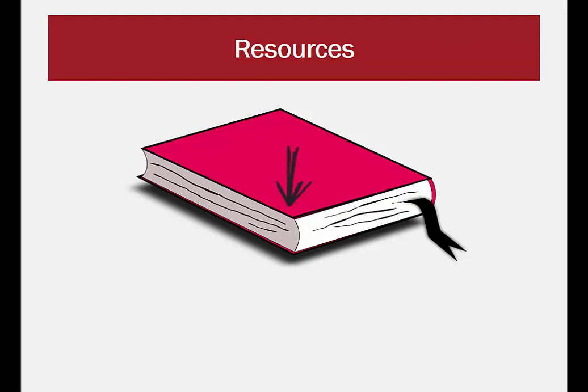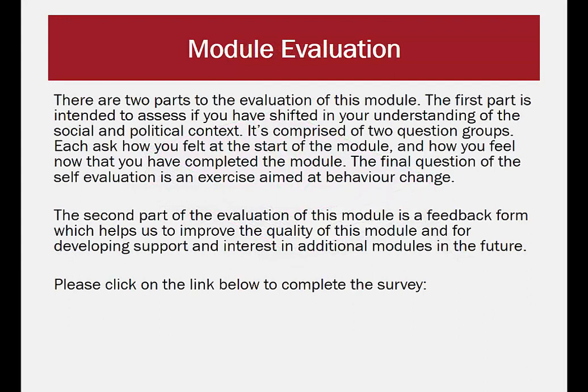There are 2 parts to the evaluation of this module. The first part is intended to assess if you have shifted your understanding of the social and political context. It's comprised of 2 question groups. Each asks how you felt at the start of the module and how you feel now that you have completed the module. The final question of the self-evaluation is an exercise aimed at behavior change.